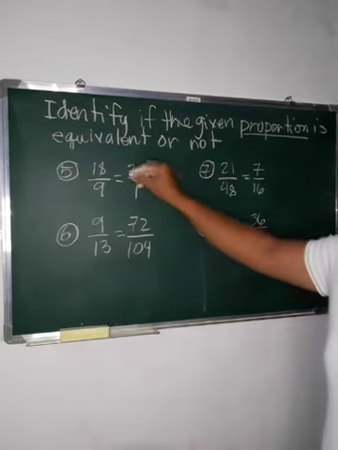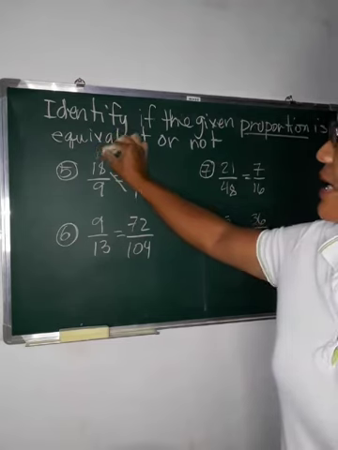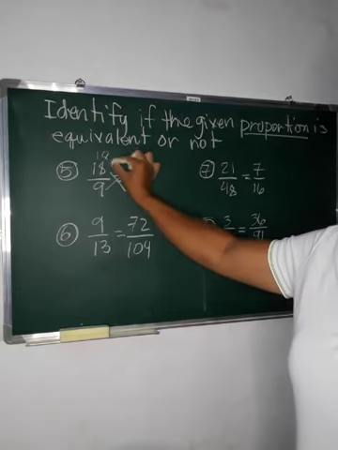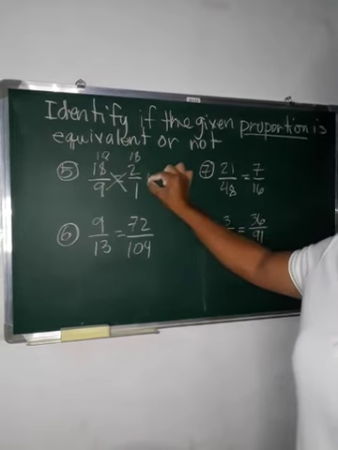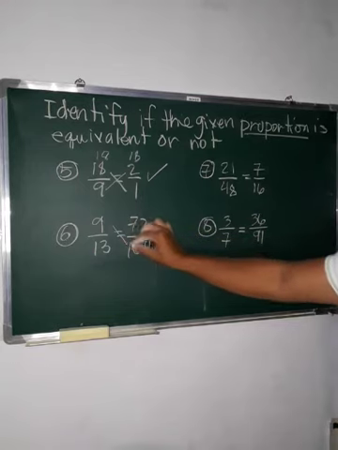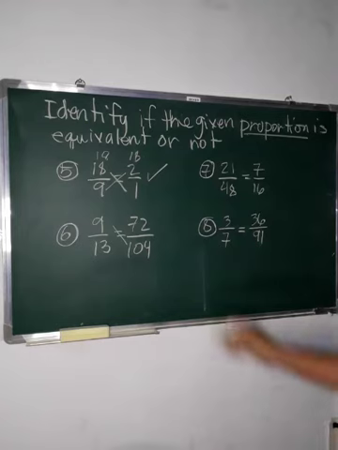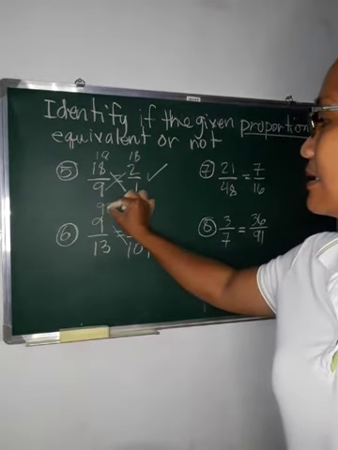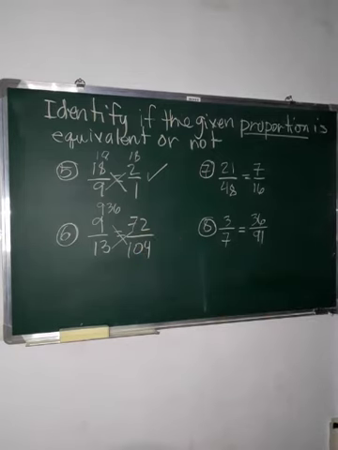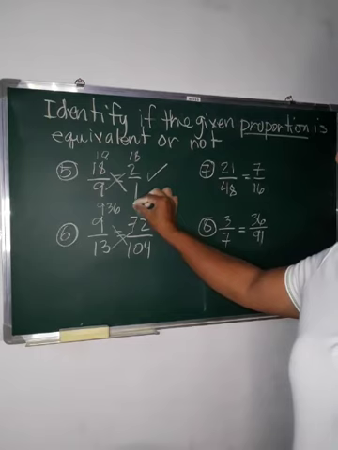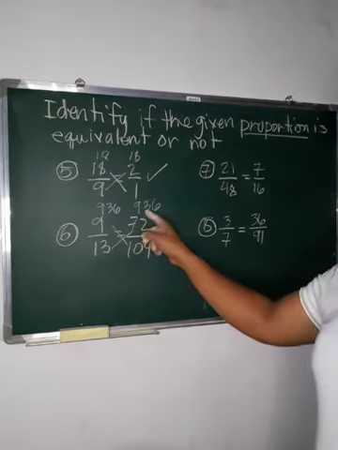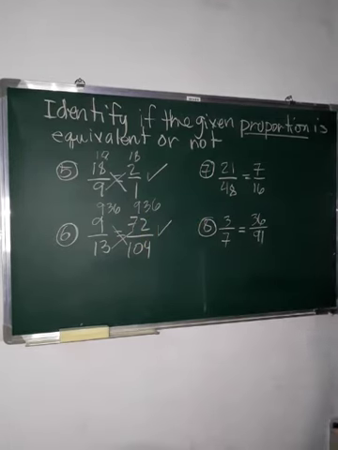Okay, so cross multiply. 18 times 1, we have 18. 9 times 2, we have 18. Obviously, 18 and 18, they are equal. Therefore, they are proportion. Next, 9 times 104, we have 936. And then 72 times 13, we have 936. Therefore, they are equal. So, proportion.